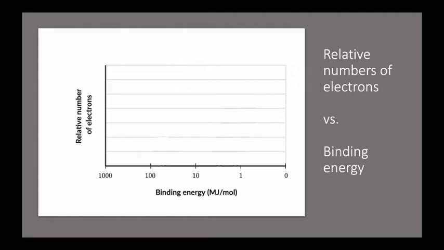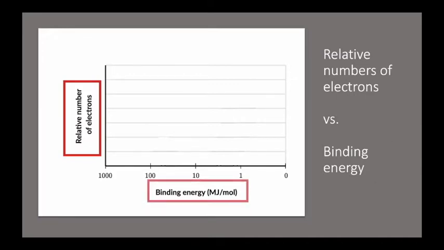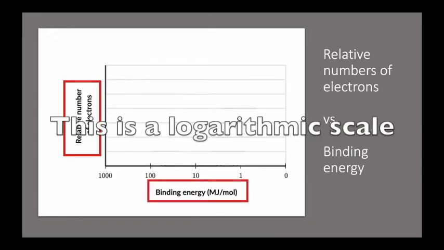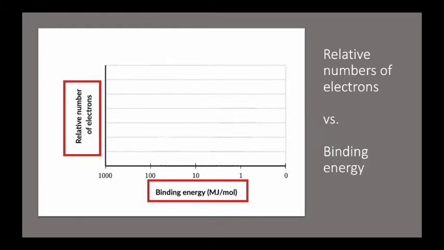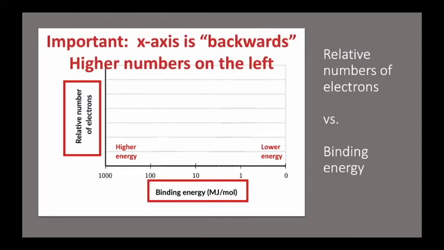Now, this is an example of a PES spectrum. On the y-axis, we have the relative number of electrons, and on the x-axis, we have the binding energy, which is measured in millijoules per mole. You will notice that this scale is a logarithmic scale where everything increases by a multiple of 10. One thing that's very important to remember is that this is backwards compared to what we're usually used to looking at. The higher energy is plotted on the left-hand side, and the lower energy is on the right-hand side.